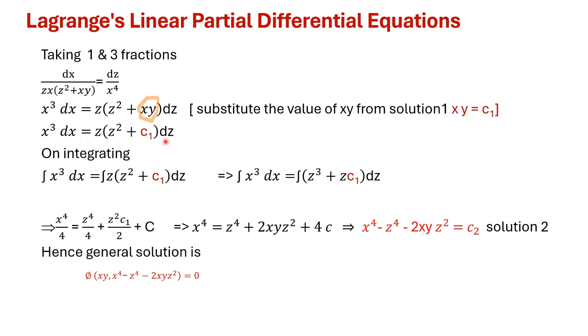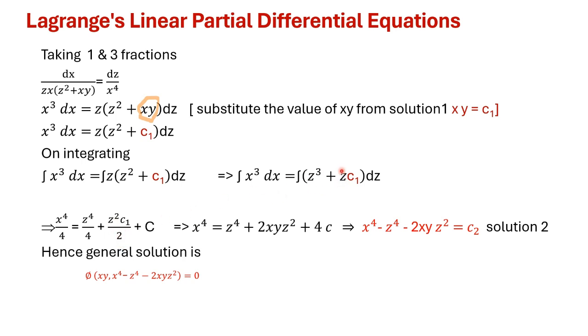Now simplifying this term, x cube dx is the same, is equal to, simplifying this term, z into z square becomes z cube, and z into c1 is z c1. Okay, now integrating it, x cube becomes x to the power 4 by 4 is equal to this z cube becomes z to the power 4 by 4 plus this z becomes z square by 2.